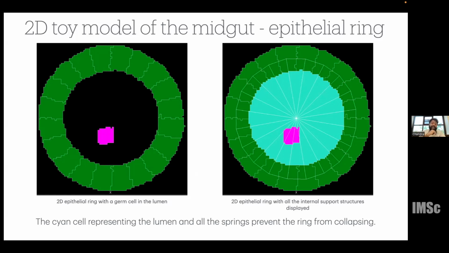Nonetheless, that's not a guarantee that the epithelial cells will remain in a ring, because they can all detach and form a clump, leaving the cyan cell somewhere else.